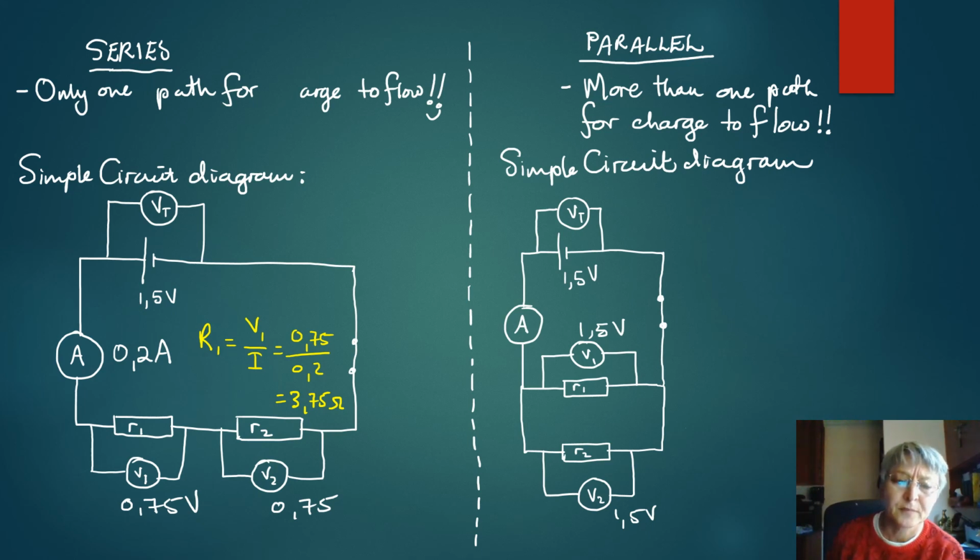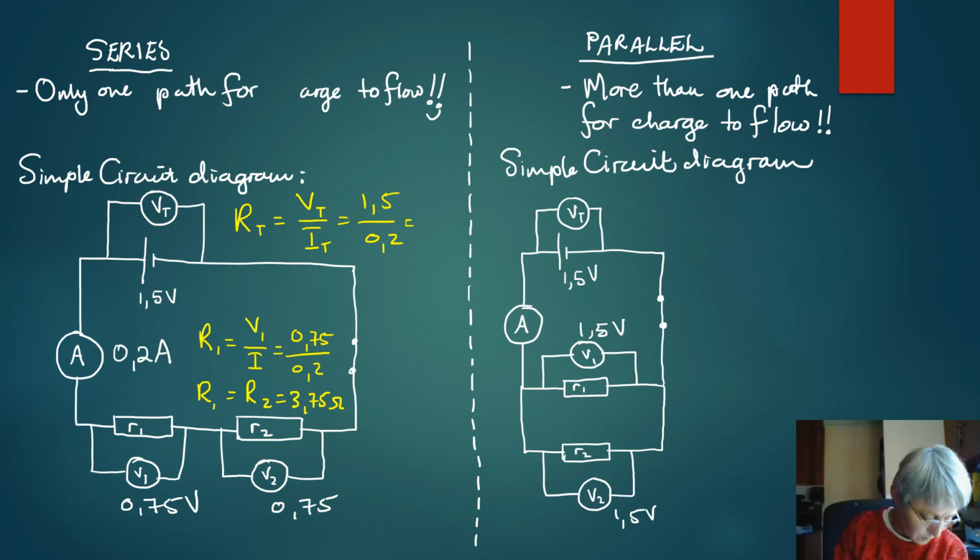So resistor 1 and resistor 2 are identical, so I can write here R2 is the same as R1. What is the total resistance in the circuit? The total resistance in the circuit would be the total voltage divided by the total current. The total voltage is 1.5, the total current is 0.2. So 1.5 divided by 0.2 would be 7.5. And the unit we measure it in is the ohm.